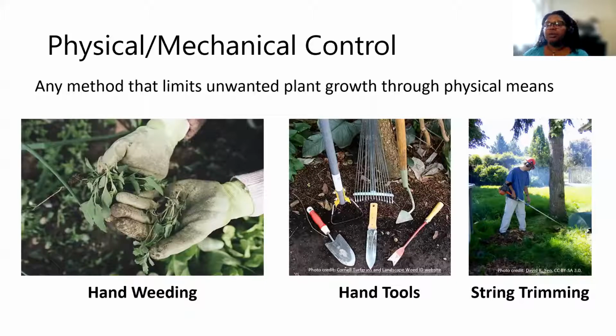Physical control, or mechanical control, of course, is any method that limits unwanted plant growth through physical means. So this can be hand weeding on the left, these can be hand tools, or string trimming, like around garden beds, can be helpful if you can't necessarily pull it up easily or get a tool in there. If you are using a string trimmer, just want to give a little PSA. You want to use it properly for optimal results, and also be aware that it is a somewhat dangerous piece of equipment. You want to pay attention to spin direction.